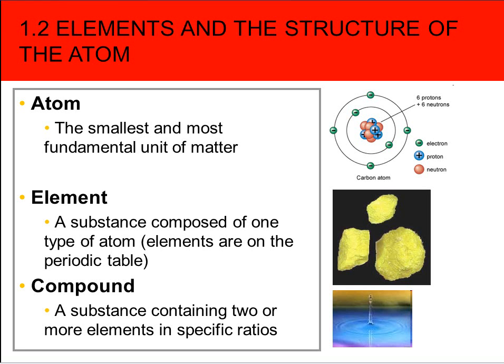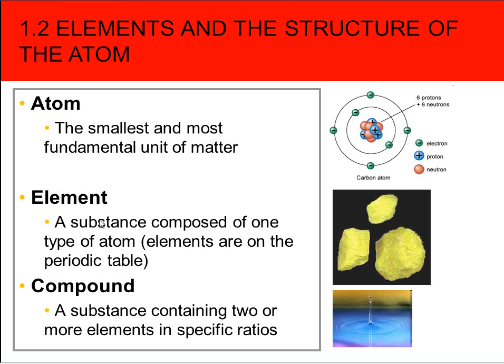So now we'll switch gears and move on to section 1.2, where we discuss elements and the structure of the atom. We briefly mentioned the atom before. It's the smallest and most fundamental unit of matter. We cannot separate the atom into any parts and still have carbon, still have hydrogen. We can't still have matter if we separate the atom.